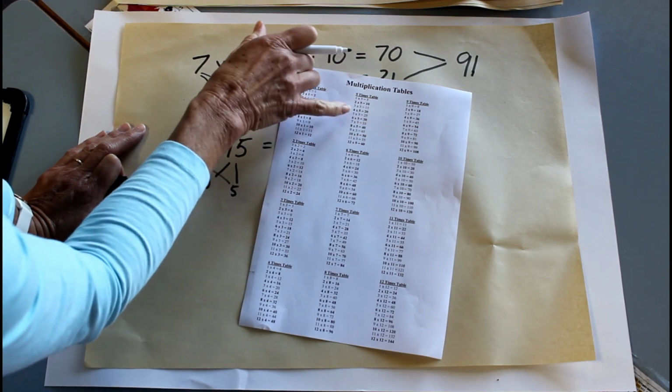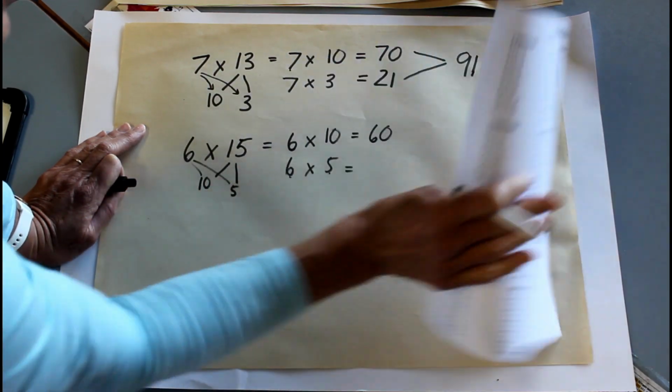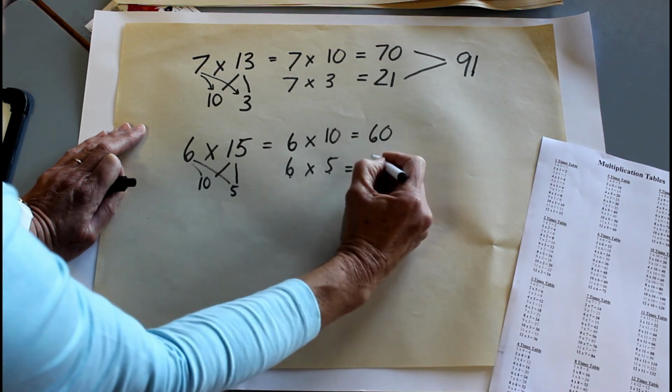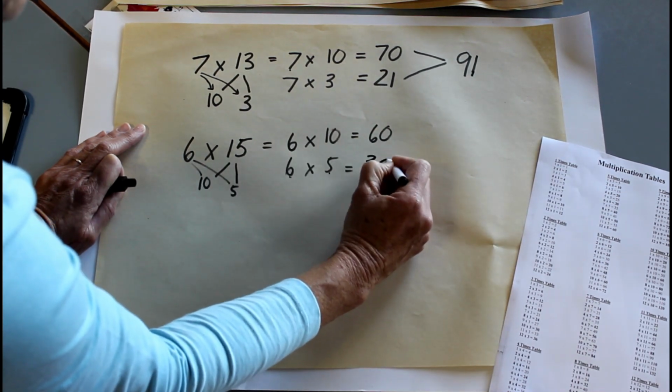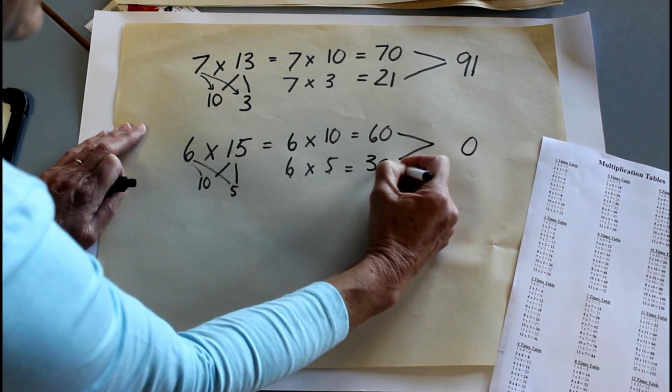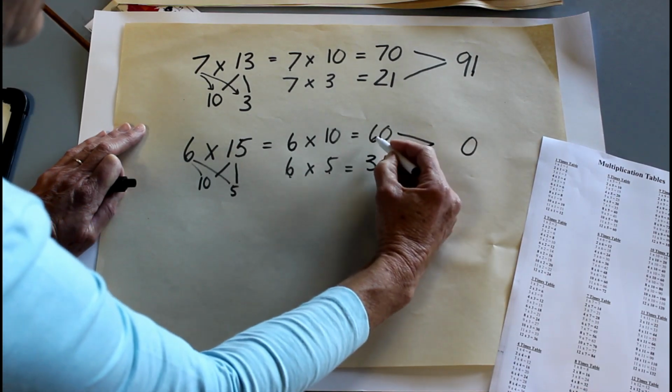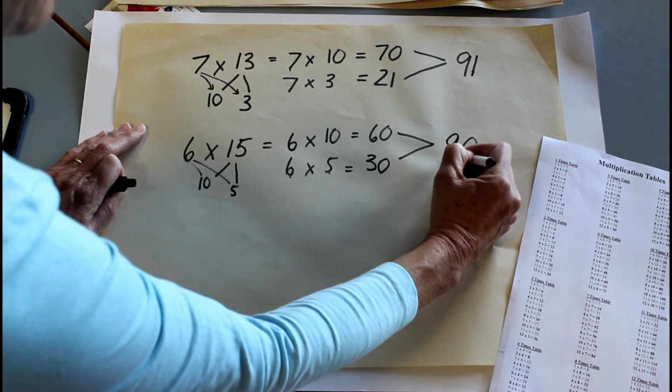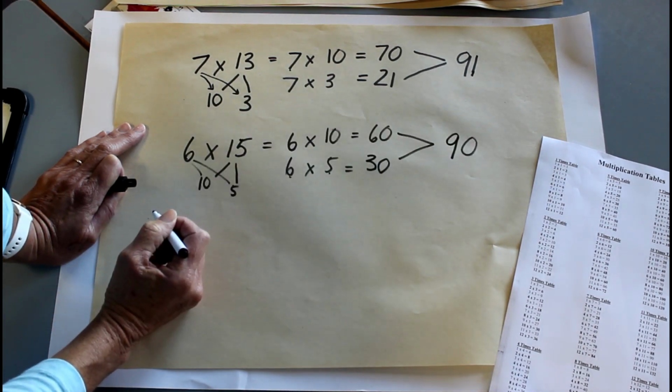5 times tables is nice and easy. 6 5s are 30, so I can use my times tables if I don't know them. 6 5s are 30. Let's add these two together. Well, I've got a 0, nice and easy, no units, and my two 10s, I've got a 6 and a 3, and I know that 6 and 3 is 9. So my answer is 90.